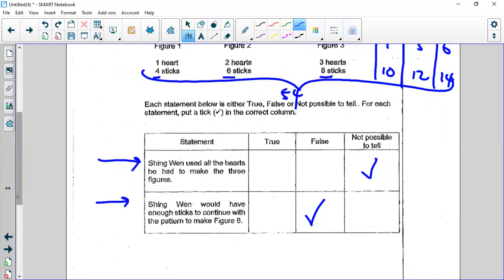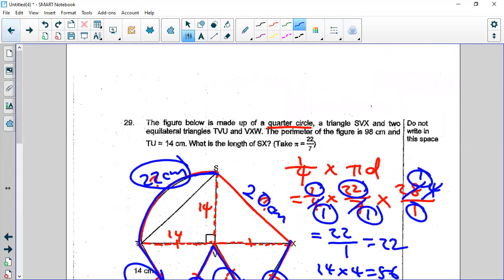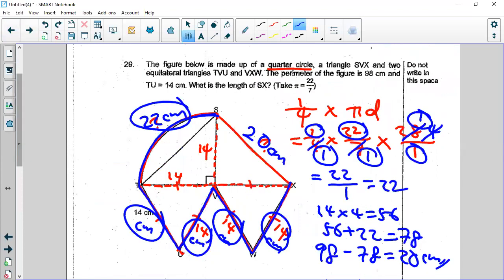Okay, so any questions for today's lesson? Today's lesson, I think we are going through slowly. So understand, right? Okay, so next week will be the last Paper 1 lesson already. Can I go back to question 29? Question 29. Okay, question 29. Wow, okay, this is like a Paper 2, a lot of things written.